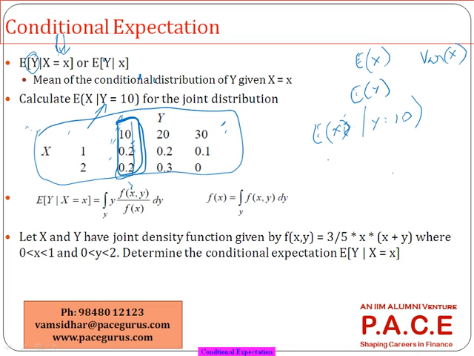So the probability for x equal to 1 will become 0.2 by 0.4, which is 0.5. For x equal to 1, the probability is 0.5. For x equal to 2 also, the probability is 0.5. So now the expected value is nothing but 1 into 0.5 plus 2 into 0.5, which is coming out to 1.5, given y equal to 10.